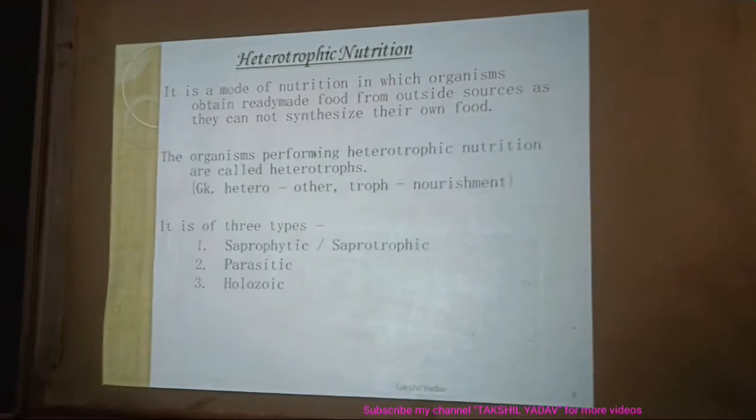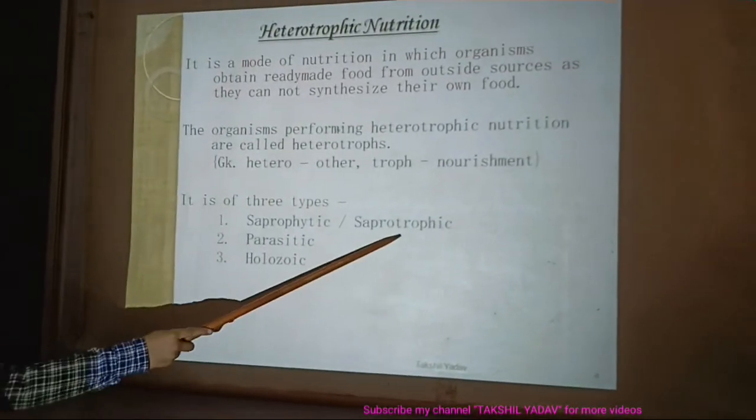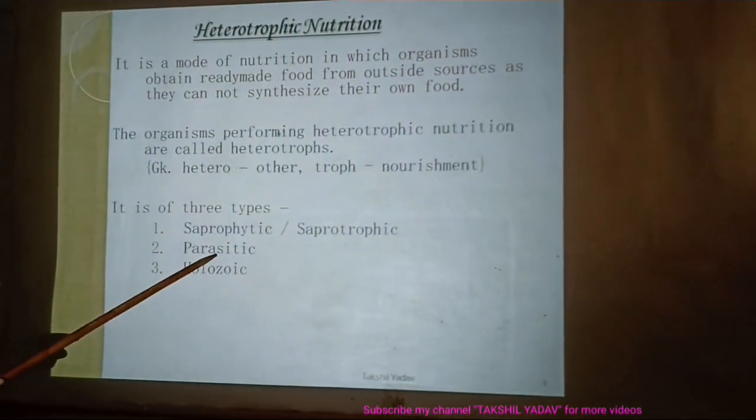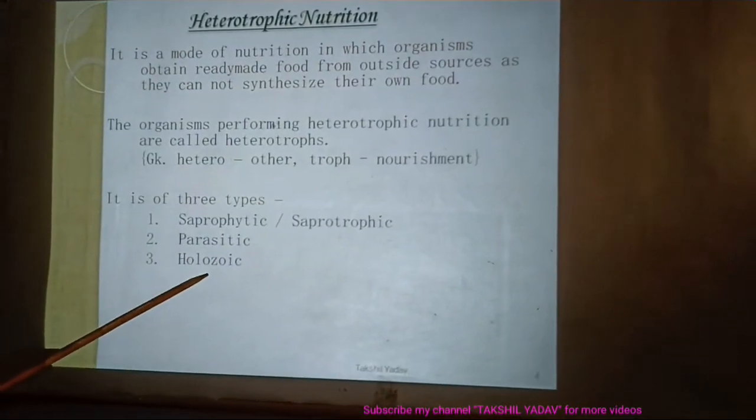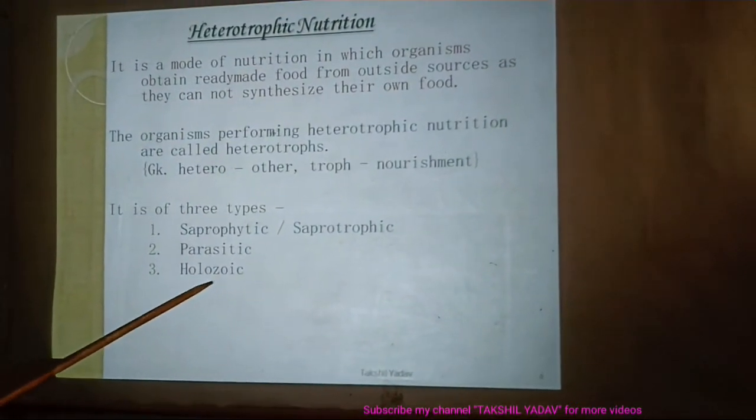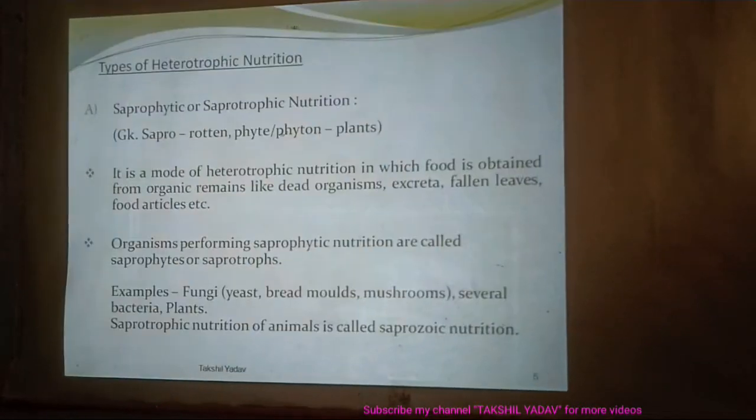These types are saprophytic or saprotrophic nutrition, parasitic nutrition, and holozoic nutrition.